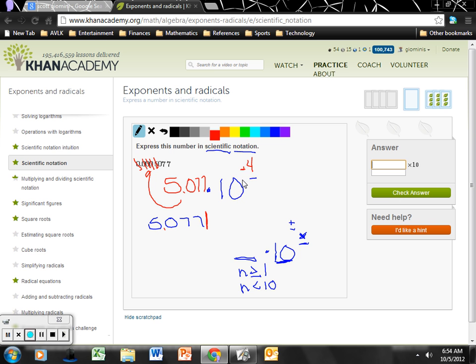Now, we should remember that 10 to the negative 4th, again, is not a negative number. It's really, let's see, 10 to the negative 1st was 1/10. 10 to the negative 2nd was 100th. 10 to the negative 3rd was a 1,000th. And 10 to the negative 4th is 1/10,000. So really what this is saying, I'm multiplying 5 and 77 thousandths times 1/10,000.